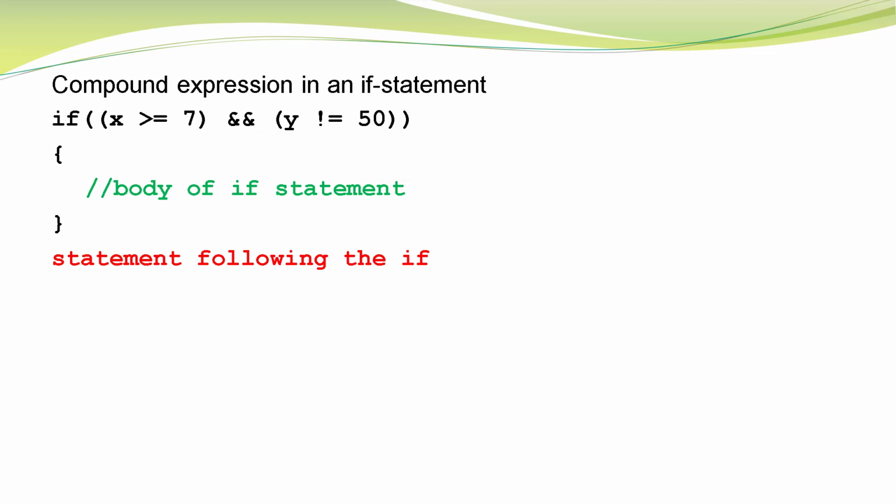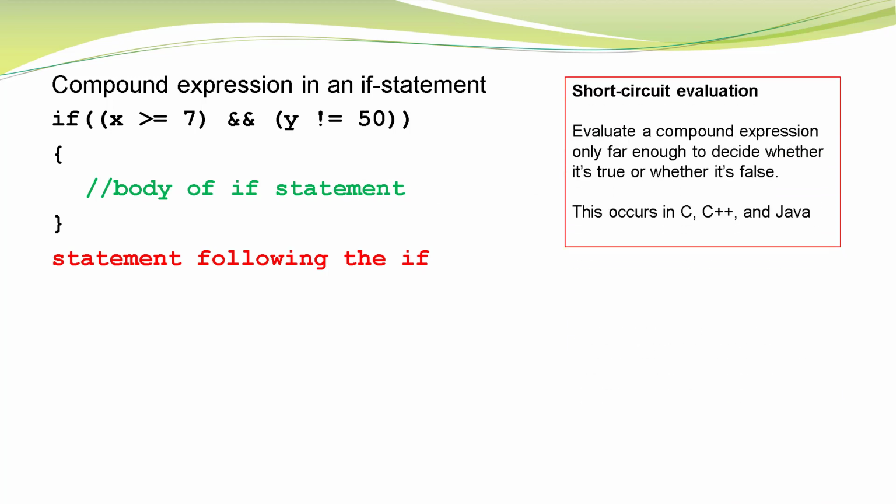Before we go any further, we've got to take a small side trip to discuss short-circuit evaluation of compound expressions. Now basically all this means is that no matter how complex a Boolean expression is, we only evaluate it until we know for sure whether it's true or false. This occurs in the C language, and because C++ and Java are derived from C, it occurs in those languages also. Okay, back to our if statement.